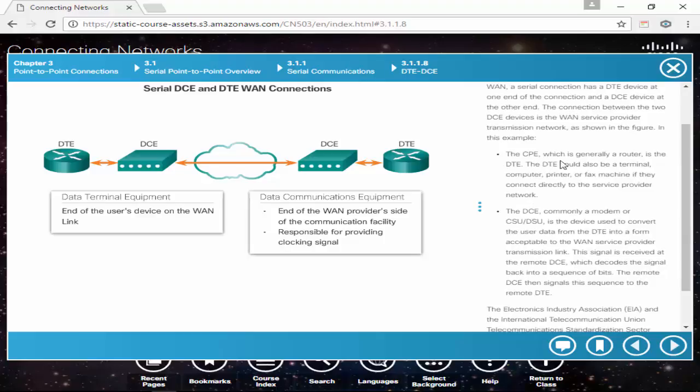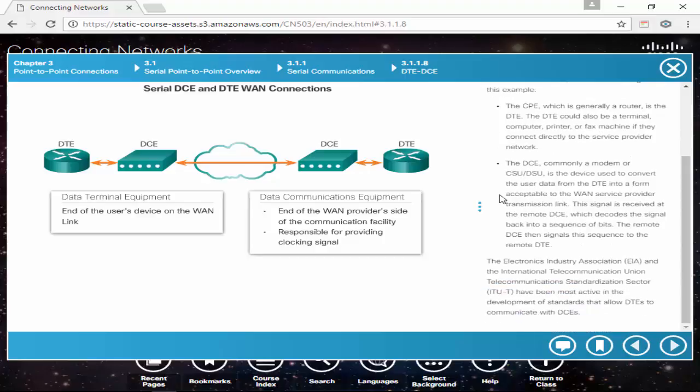So here we go. The CPE, which is generally a router, is the DTE. This is customer premises equipment, right? DTE could also be a terminal, computer, printer, or fax machine if they connect directly to the service provider network. The DCE, commonly a modem or CSU/DSU, is the device used to convert the user data from the DTE into a form acceptable to the WAN service provider transmission link. This signal is received at the remote DCE, which decodes the signal back into a sequence of bits. The remote DCE then signals this sequence to the remote DTE.